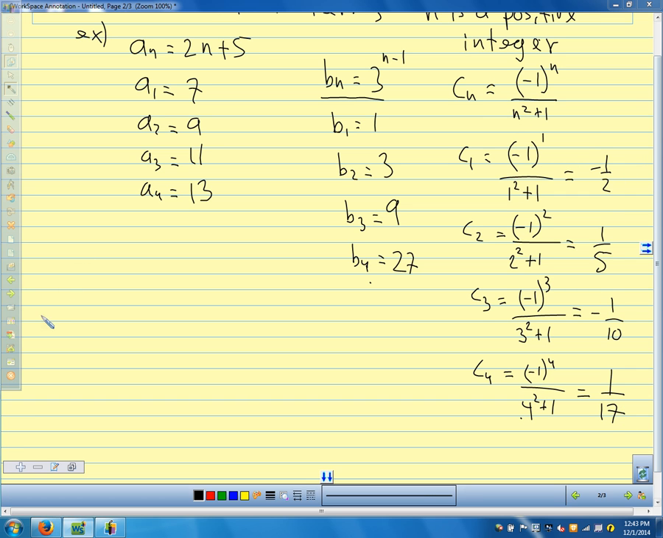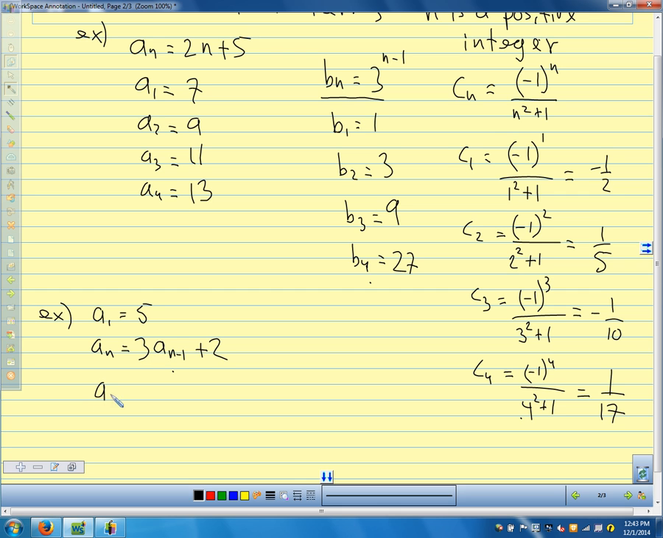We can also have a recursive formula. An example of a recursive formula is something like this. For a recursive formula, we're using previous terms to find our next terms. What this is telling us to do is take the previous term, multiply it by 3, and add 2. And we have to get somewhere to start, so we start with a sub 1.